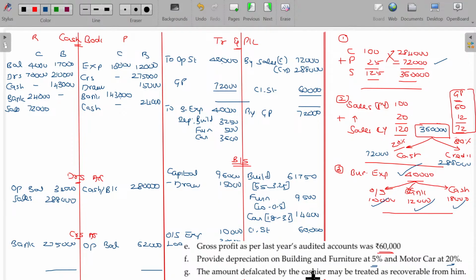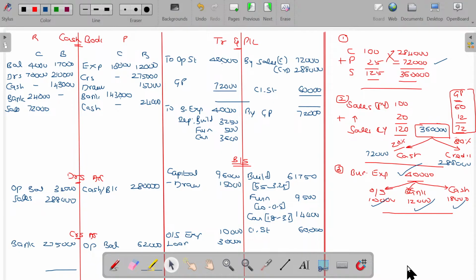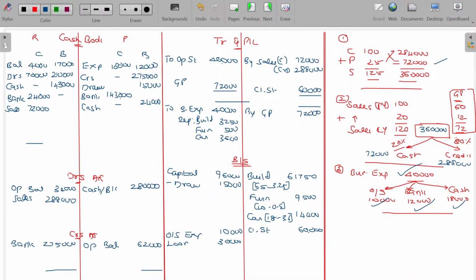The amount defalcated by the cashier may be treated as recoverable from him. So of course any cash balance we have in our cash box was taken and absconded. The cashier absconded, right? So that amount anyhow will be recoverable. So recoverable means simply put the value being amount recoverable from cashier. Okay, balancing figure. This amount recoverable is an asset. So the amount is with the cashier. I have to find out this balance and post this here.